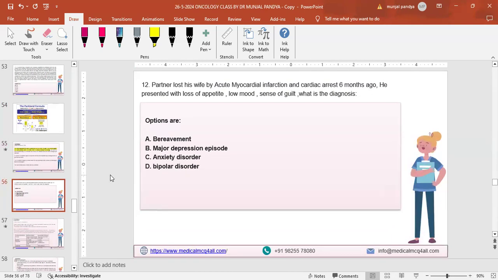Partner lost his wife by acute myocardial infarction and cardiac arrest 6 months ago. He presented with loss of appetite, low mood, sense of guilt. What is the diagnosis? Bereavement, major depression, anxiety disorder, bipolar disorder.